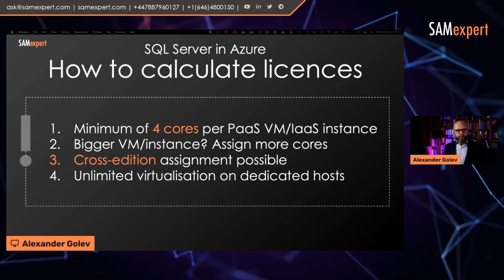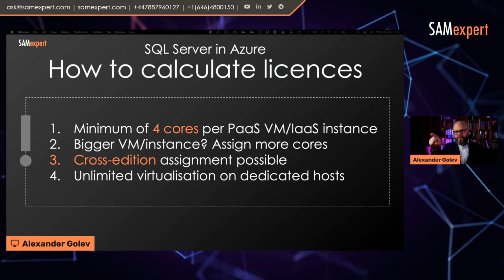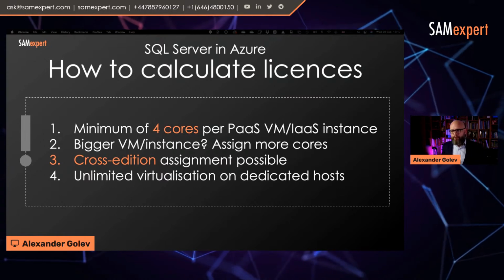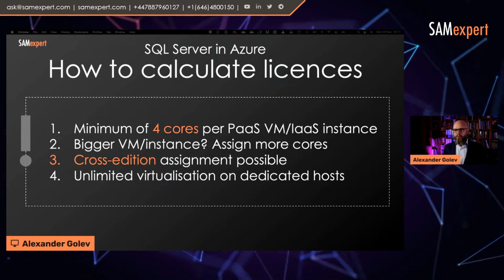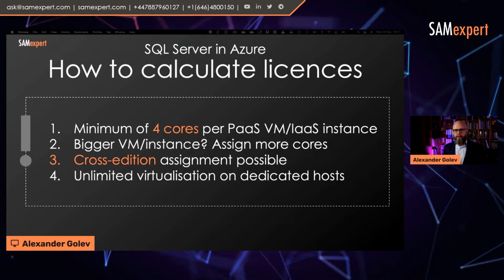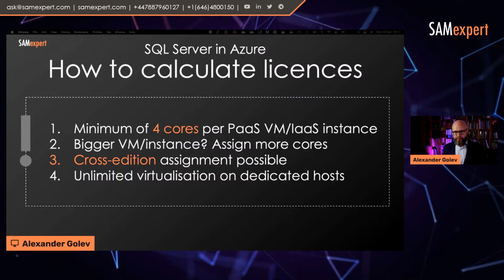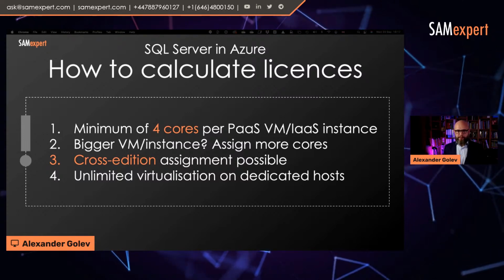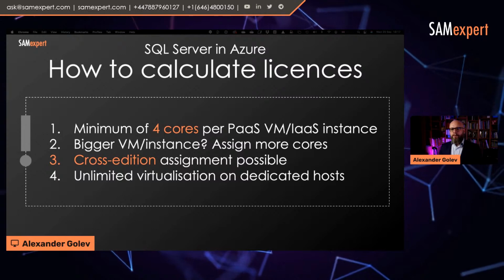You need a minimum of 4 cores, like with virtual machines. This is a continuation of the virtual machine rule. Minimum 4 cores per PaaS virtual machine or IaaS instance. If you have a bigger instance or virtual machine, just assign more cores. But remember that there's a minimum of 4.